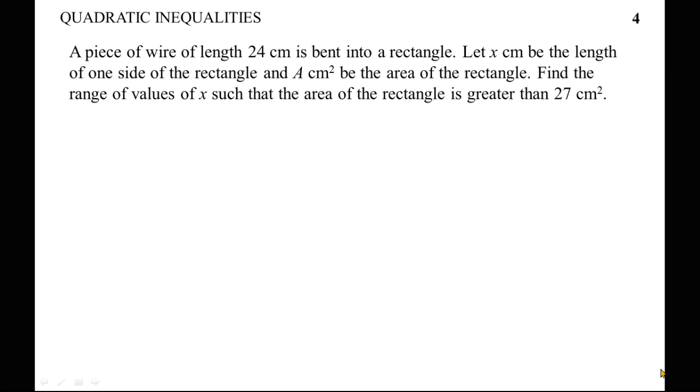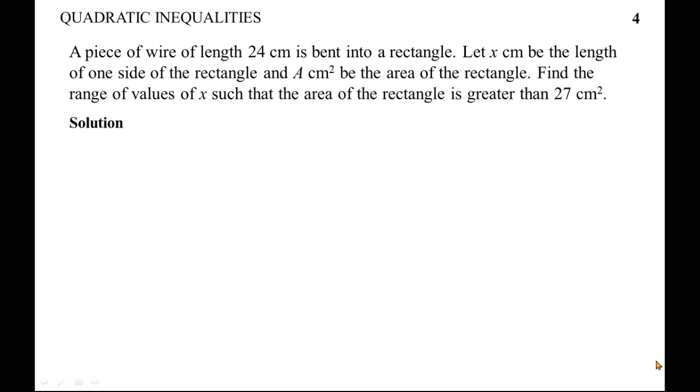Question 4. A piece of wire of length 24 cm is bent into a rectangle. Let x cm be the length of one side of the rectangle and A cm² be the area of the rectangle. Find the range of values of x such that the area of the rectangle is greater than 27 cm². So this is the solution.